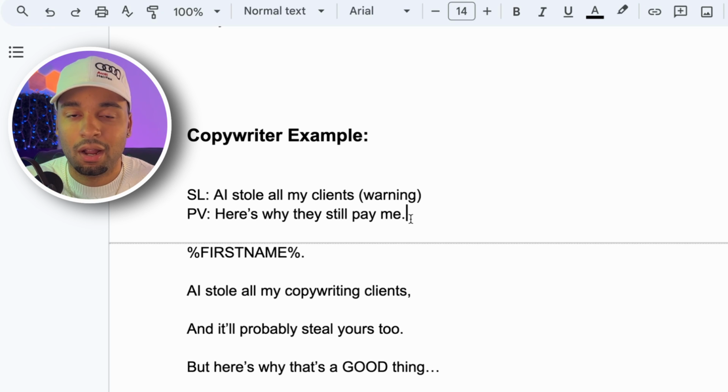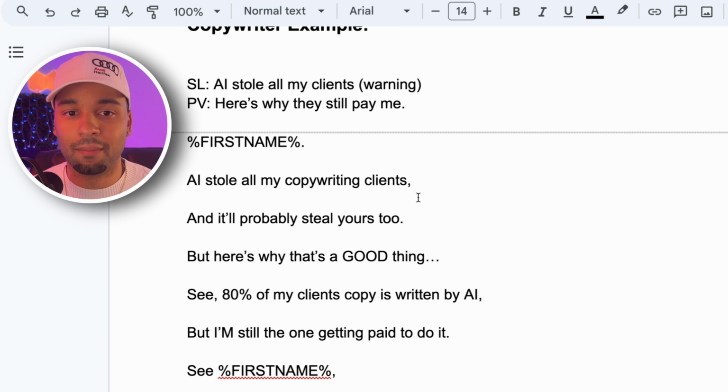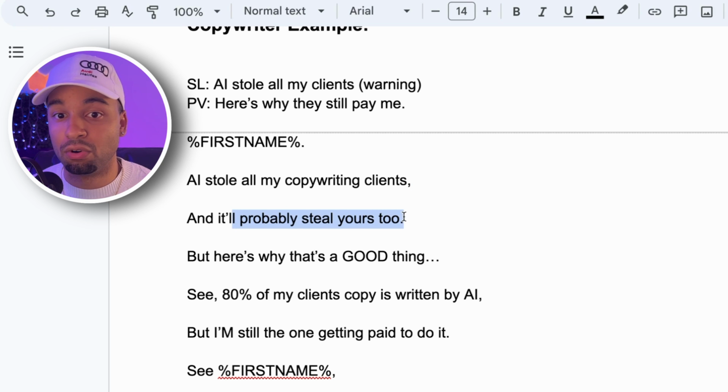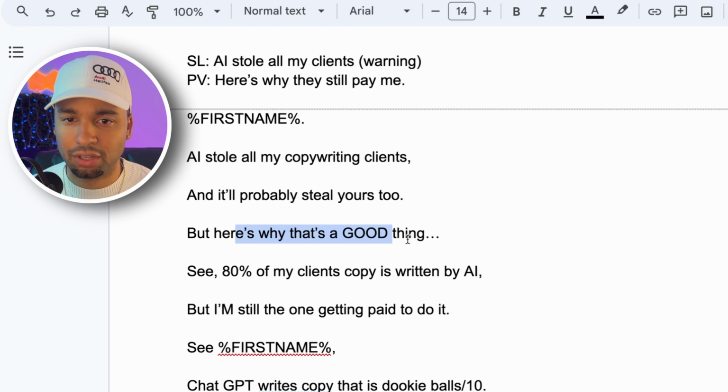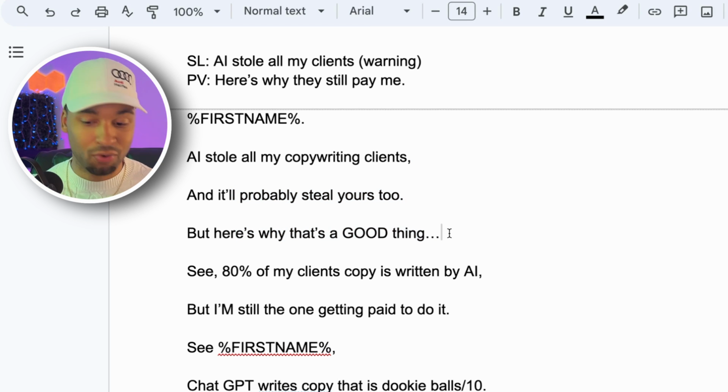And here I actually handle their objection. So first name, AI stole my copywriting clients, and it'll probably steal yours too. But here's why that's a good thing. Now, people are really hooked in. They're like, wait, AI stole your clients. Wait, AI is going to steal my clients. Wait, it's a good thing. So I'm going to show you exactly why.